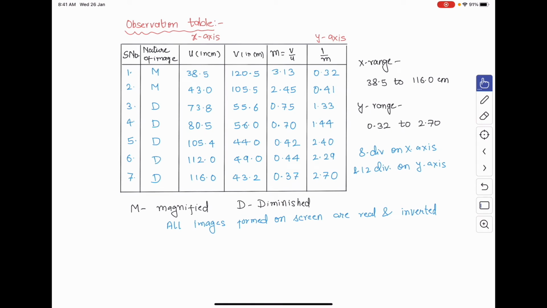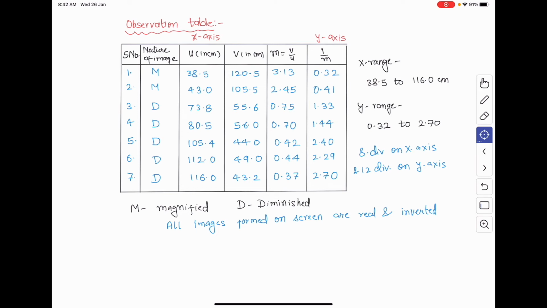So these are my readings for the experiment. I have varied the value of u and got different values of v, where I got a sharp image of my object on the screen. M is v by u, so we divided the v column by the u column and got the value of magnification, and the inverse of magnification we are going to plot.